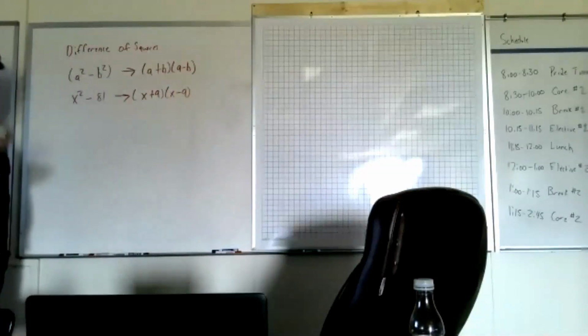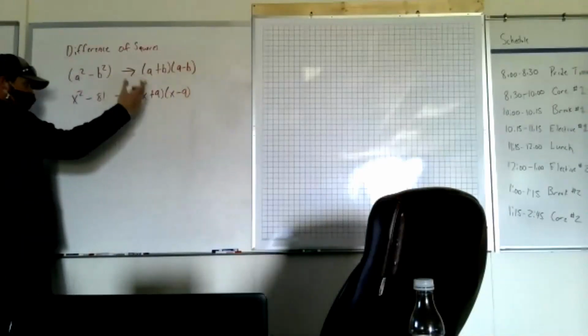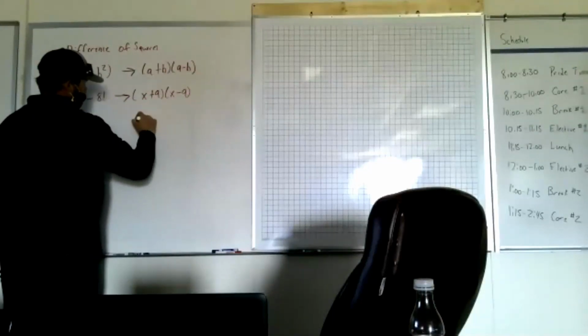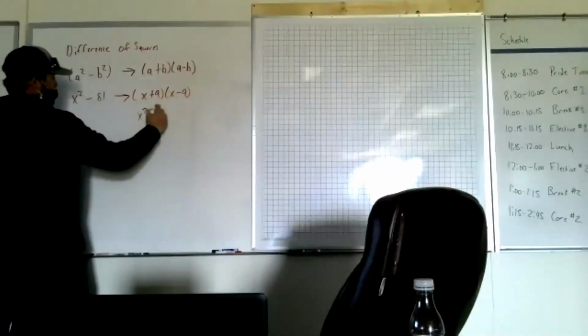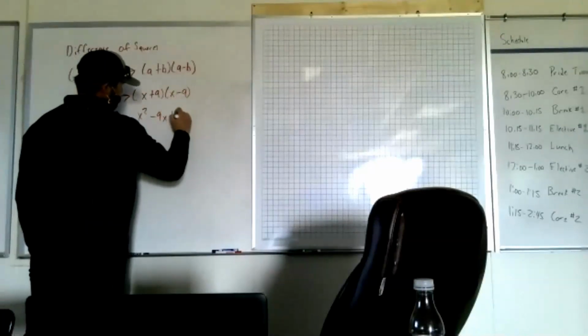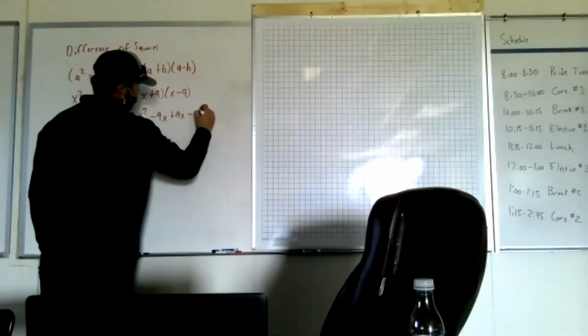Okay, the luxury of this is you can always check yourself. It's nice to know them off the top of your head, but you can always check and run FOIL to get back to it. X times x is x squared. X times a negative 9 is negative 9x. 9 times a positive x is plus 9x. 9 times a negative 9 is negative 81.